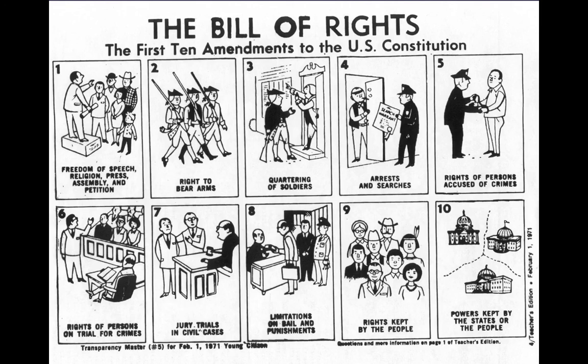And lastly, the 10th is essentially powers kept by the states, saying that states have power that isn't necessarily declared in the Constitution, and that anything not declared in the Constitution is basically left up to the people and the states. Okay, so that's a sum up of the United States government, and a quick glance into how it all interacts and works together.